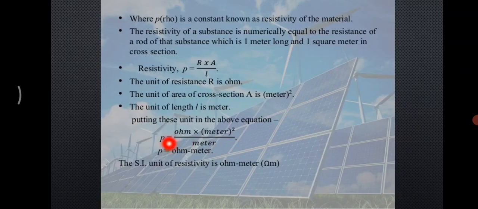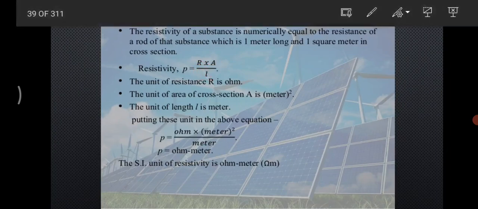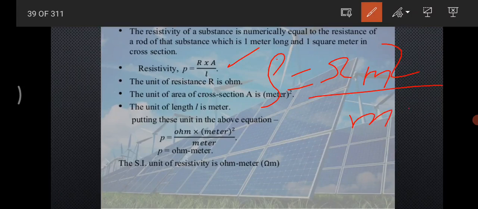Rho's SI unit is ohm meters. Why? The SI unit of resistance is ohm; it is measured in ohms. And the SI unit of rho is ohm meters. How ohm meters? For rho, resistance's SI unit is ohm, the area of cross section is given by meter square, and length is given by meter. So meter square and meter will get cancelled, and rho is left as ohm meter.